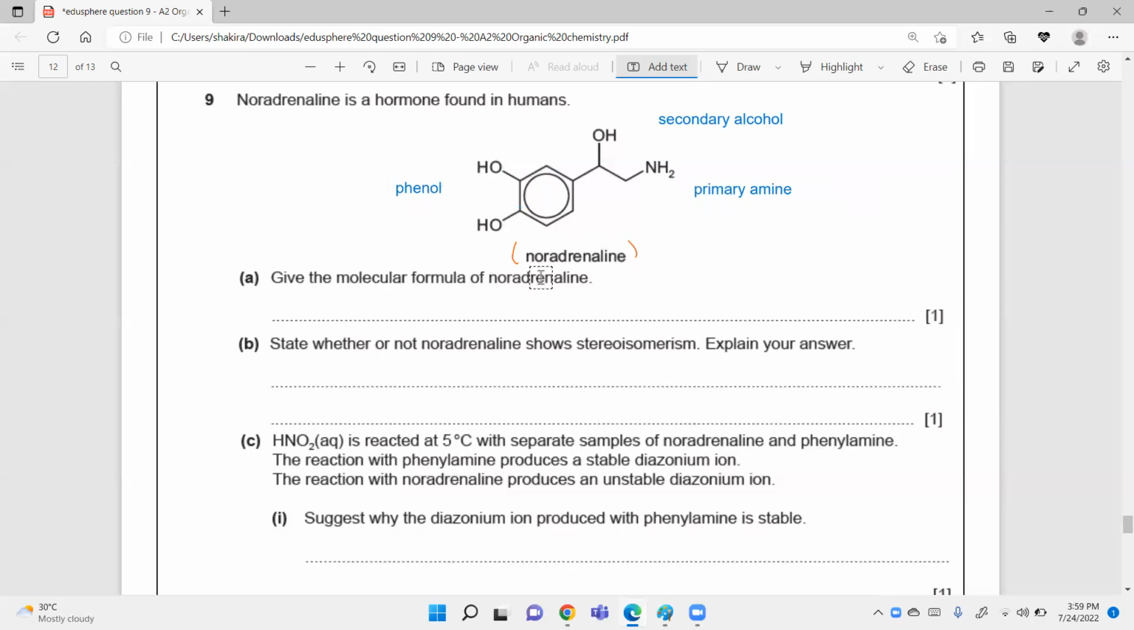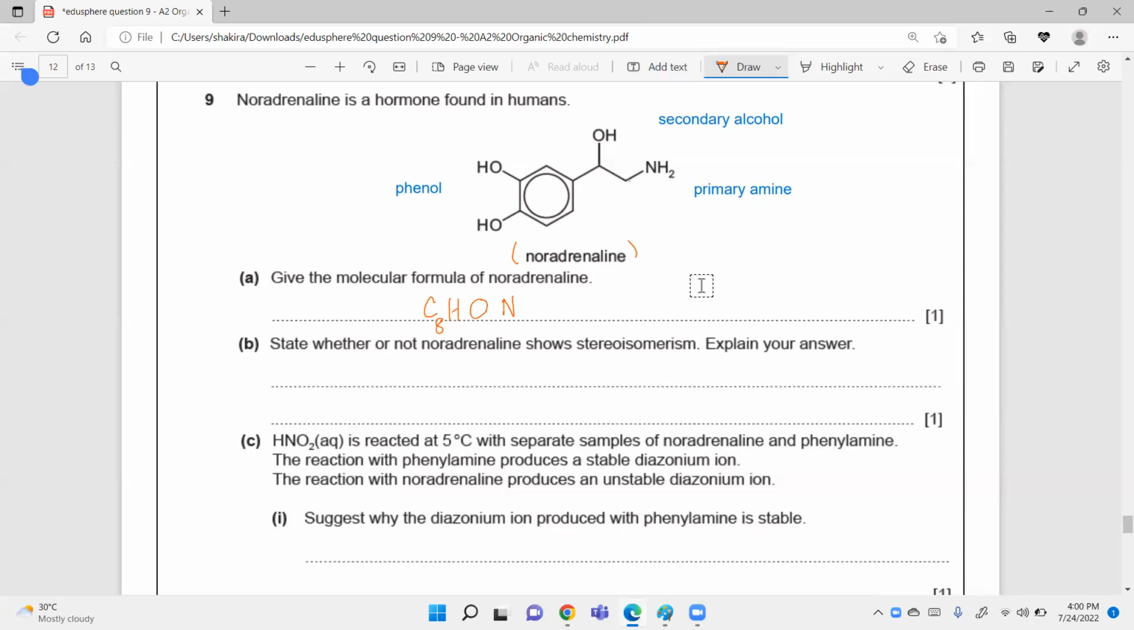Give the molecular formula of noradrenaline. The compound has carbon, hydrogen, oxygen, nitrogen. How many carbon atoms are there? We have 6 carbons in the ring. 6, 7, 8.